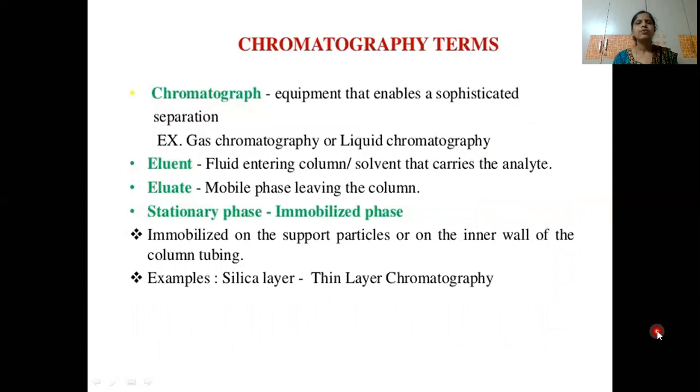Now, let us see what are the different terms which we come across in chromatography. The first term is chromatograph. Chromatograph is the equipment that enables a sophisticated separation. As I said, there are different separation techniques, and each individual chromatography technique should have some equipment. That equipment is known as chromatograph.